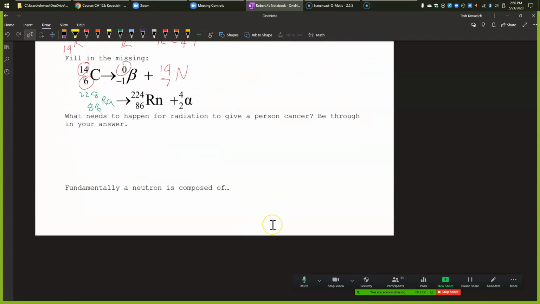What needs to happen for radiation to give a person cancer? What do we need here? It needs to interrupt the DNA while it's replicating, and then if it's a non-benign screw up, then you get cancer. Okay, there's one thing I want you to say there. One extra thing, a really important thing. It has to have an energy over 10 eV. Did you say 10 eV? 10 eV. Oh yeah, 10 eV.